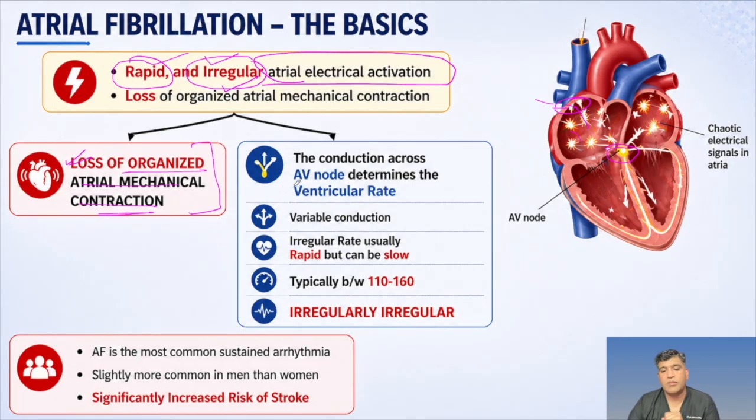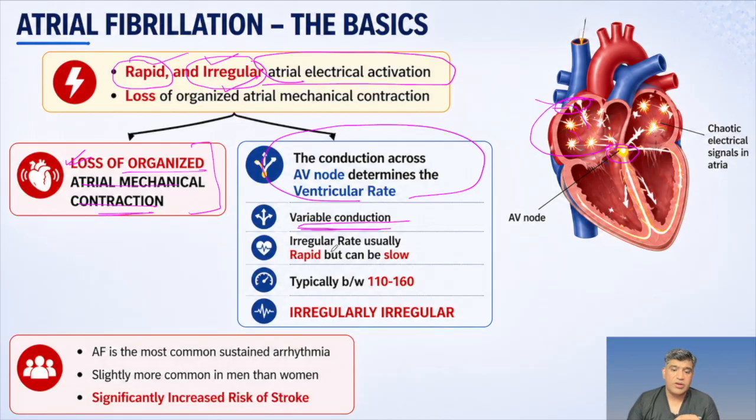What is the electrical part? Now, the conduction across the AV node determines the ventricular rate. So this was about the atria. How are the ventricles beating when the atria are contracting irregularly? The rate at which they beat is determined by the conduction across the AV node. The conduction is variable. This is another hallmark, and it is irregular.